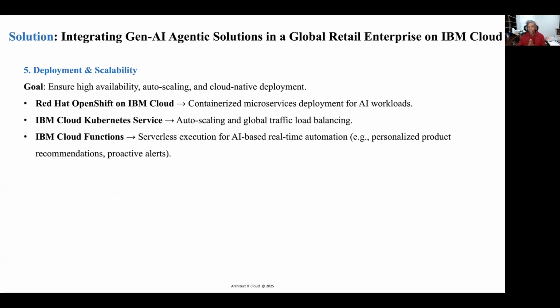And then the fifth layer, or fifth important component in this architecture, is deployment and scalability. So this has to be achieved with the help of multiple other services like Red Hat OpenShift, IBM Cloud Kubernetes Service, and Cloud Functions.